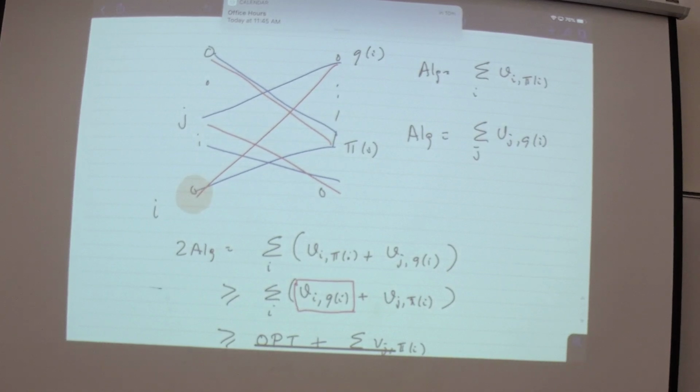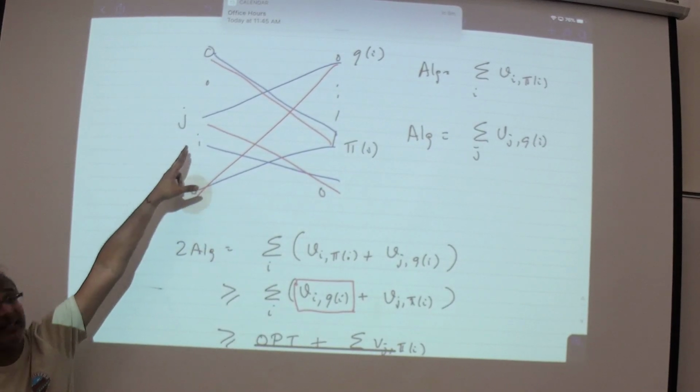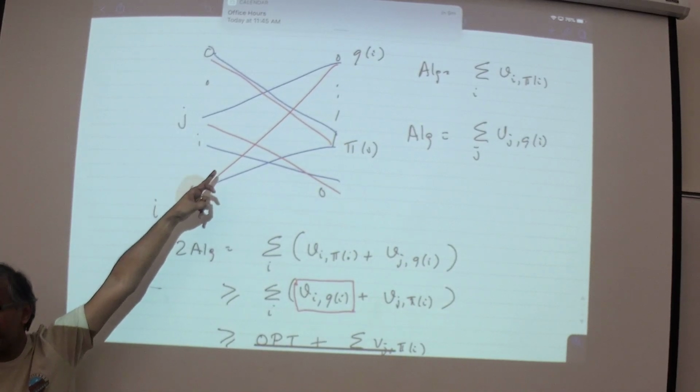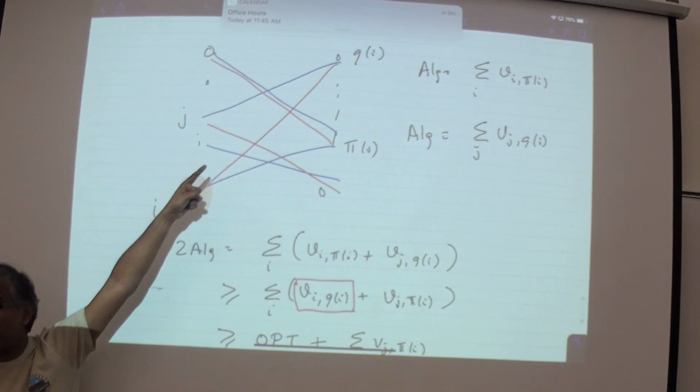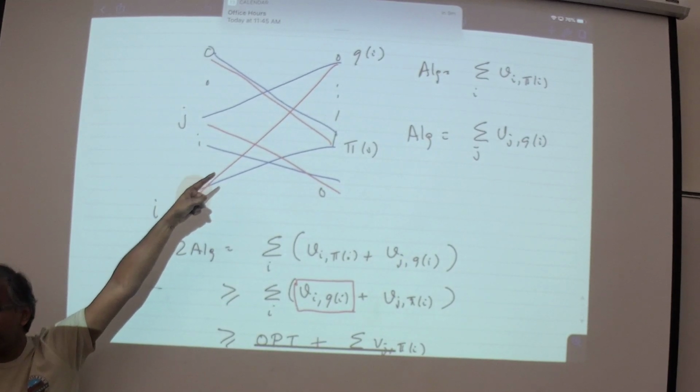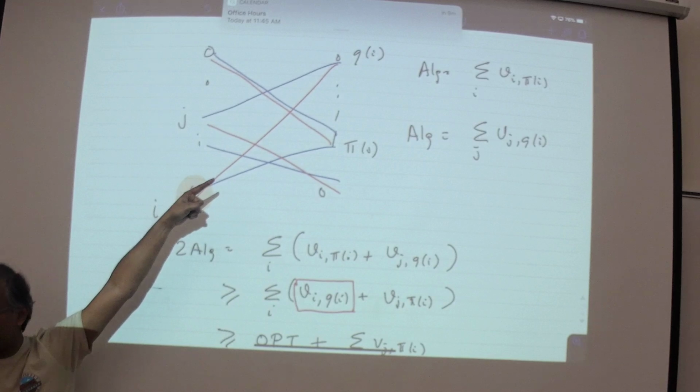QI is our optimal solution, right? QI is the optimal solution. I mean, what we're basically saying is that, look, at least we can say that this plus this is more than that. Now that's not good, right? Because we're basically using two of our edges to account for one optimal edge. But it's just two. That's where the half comes from.